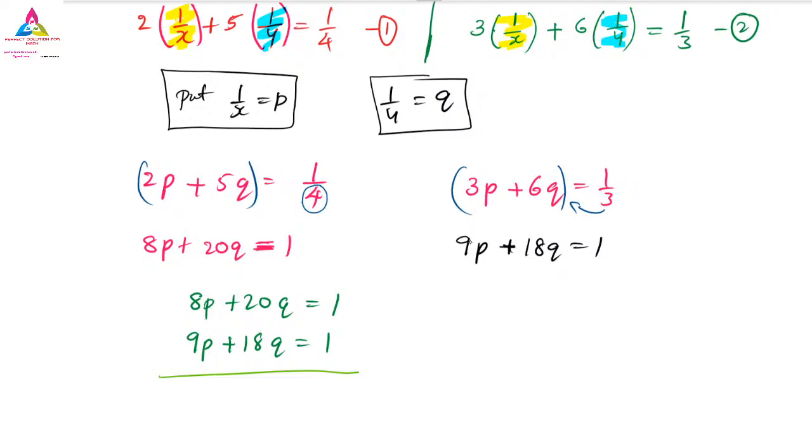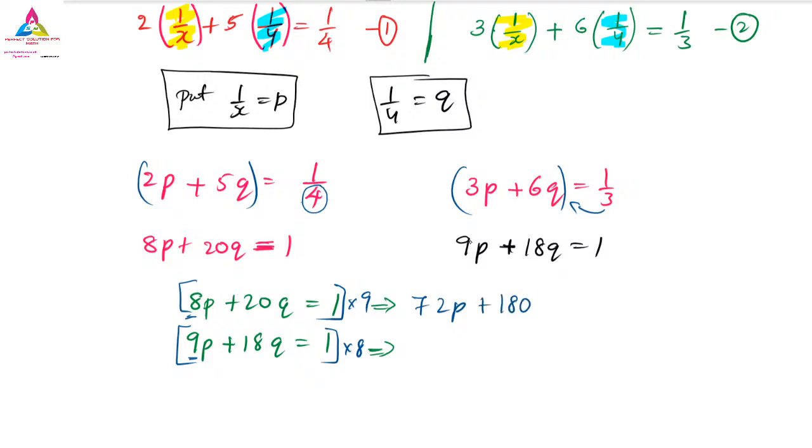And here further simplification is possible, but the coefficients are not the same here. So we have to make the same coefficient. What we will do is multiply. Here we have to multiply by 9 and here by 8. So I am taking the coefficient of p: 9 eights are 72, 72p plus 9 twenties are 180q, that is equal to 9 ones are 9.